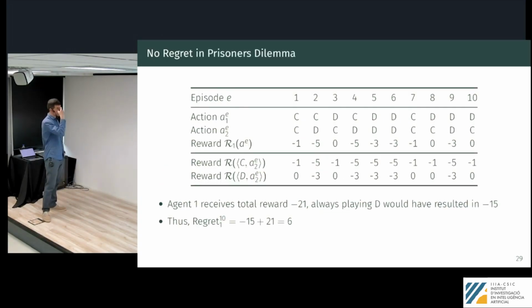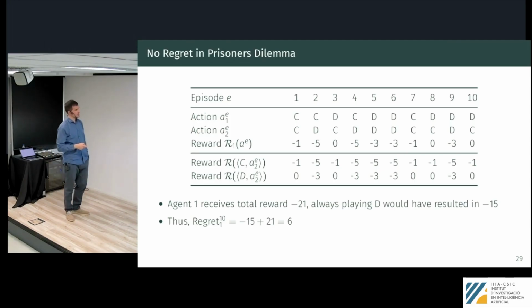Okay, let's look at a particular example. Let's say this is a game of Prisoner's Dilemma. You remember this game with cooperate and defect. Let's say we're playing 10 episodes, repeating this game 10 times. The rows here correspond to the actions that we actually played for Agent 1 and Agent 2. Agent 1 played C, C, D, C, and so on. Agent 2 played C, D, C, D, and so on. And in the row underneath, you get the reward for Agent 1. If we both play cooperate, then Agent 1 gets a reward of -1.